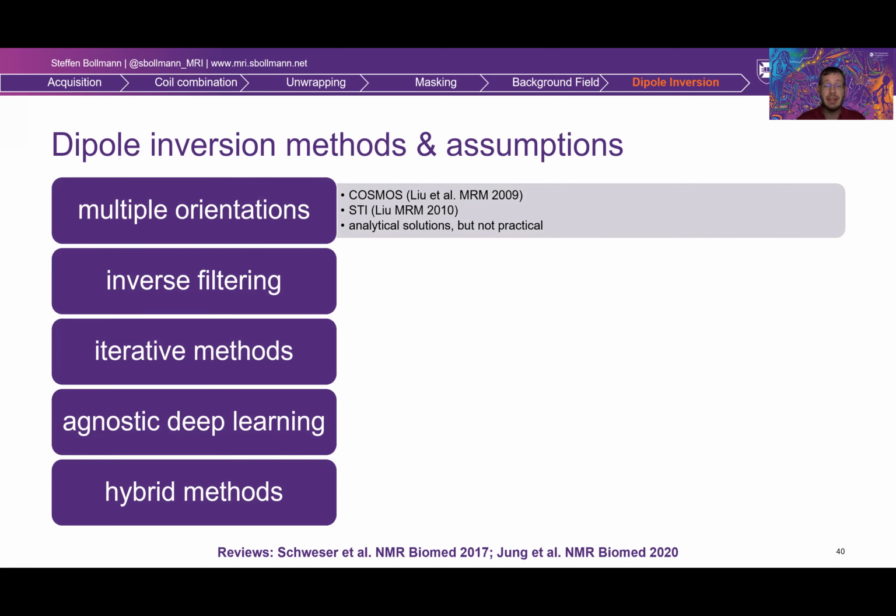There are a few different techniques to solve this problem. The first category is techniques that use multiple orientations. So COSMOS and STI are two examples there. They are analytical solutions, and they deliver really, really good results. But the problem is they're not very practical, because we need to rotate the object of interest with respect to the field, and we need to acquire multiple orientations to solve the ill-posedness of this dipole problem.